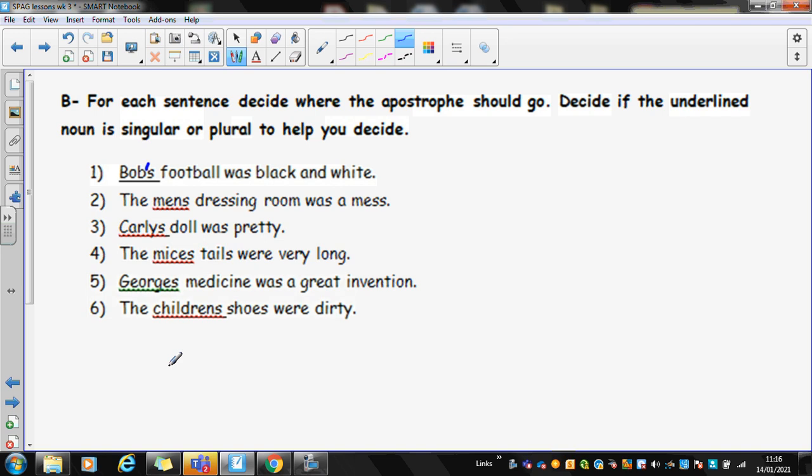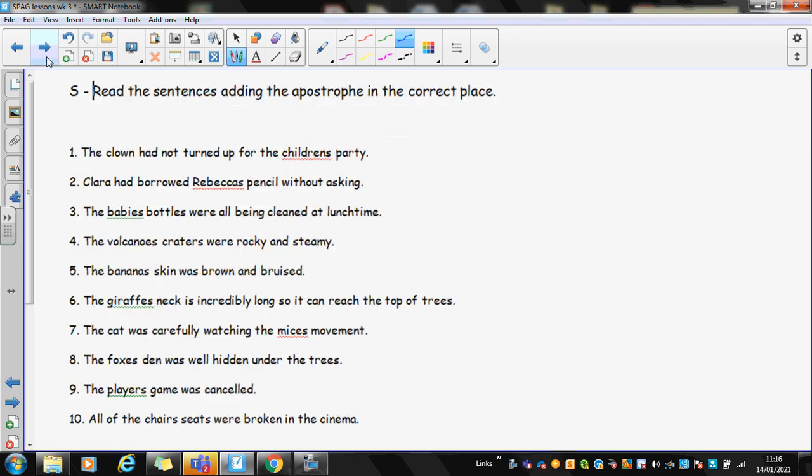You might want to look at silver though, so here's a look at silver. There's a few more for silver today, there's 10. Read the sentences and add the apostrophes in the correct place. So let's have a look at the first one for you. The clown had not turned up for the children's party. The party belongs to the children, so the apostrophe goes after children.